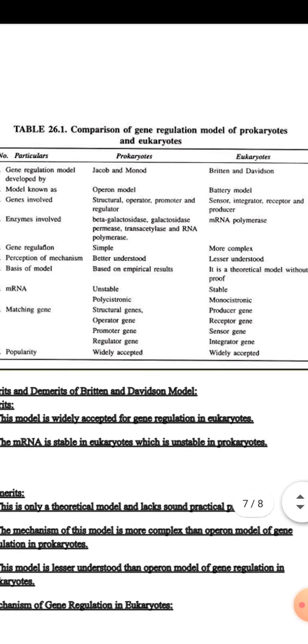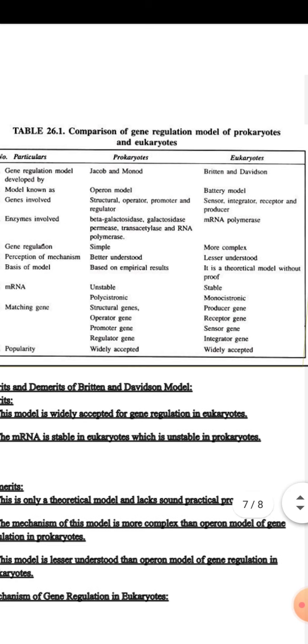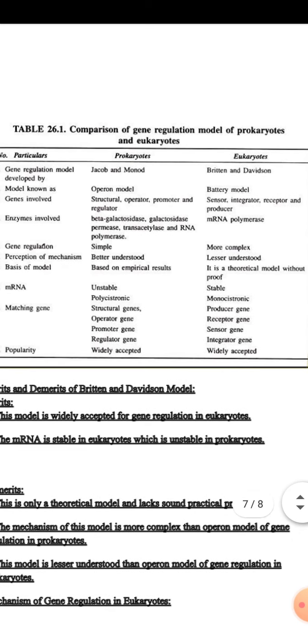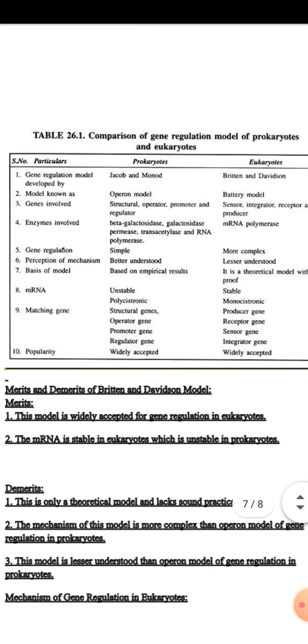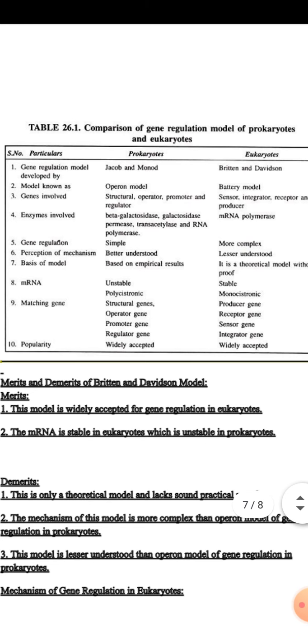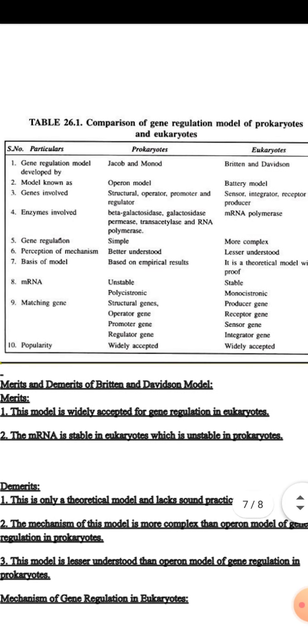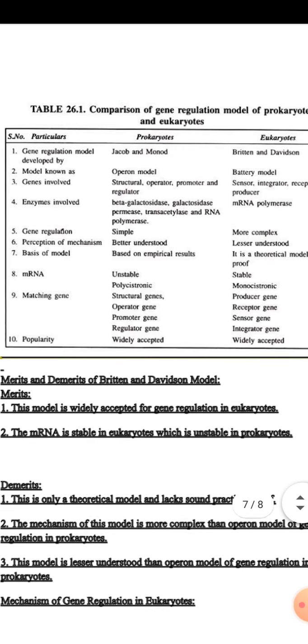Then the enzymes involved in the prokaryotes are beta galactosidase, permease, and transacetylase, and RNA polymerase. Whereas in the eukaryotes, the enzyme involved is the messenger RNA polymerase. Then the gene regulation in the prokaryotes is very simple, whereas it is very complex in the eukaryotes. The mechanism is better understood in the prokaryotes, whereas it is much less understood in the eukaryotes.